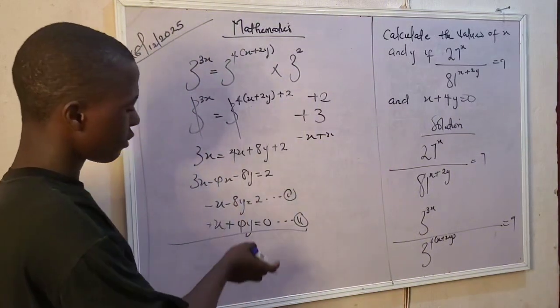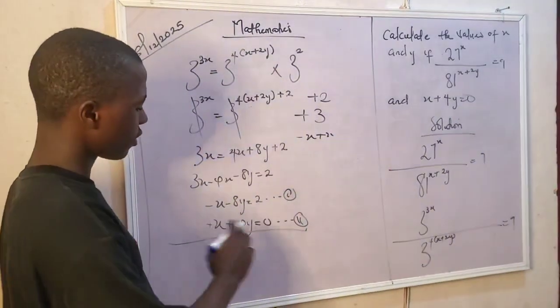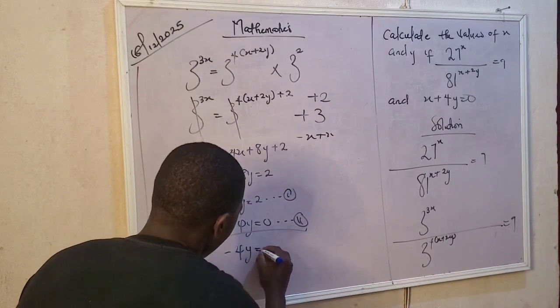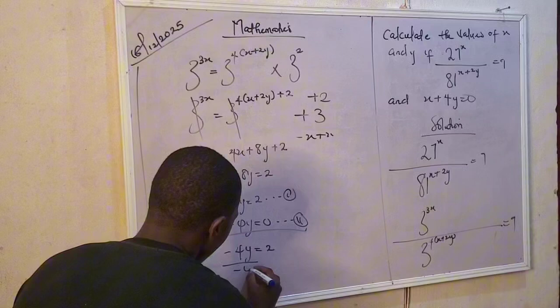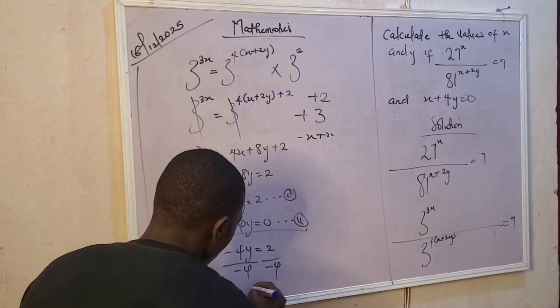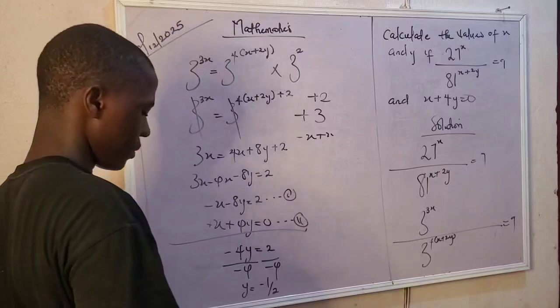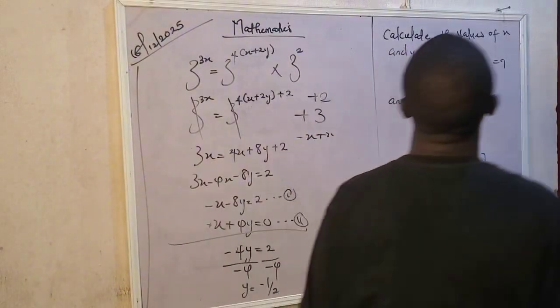So minus 8y plus 4y gives us what? Minus 4y equals 2. Divide both sides by minus 4, and our y becomes minus 1 over 2. That is our y value. So let's look for our x value now.